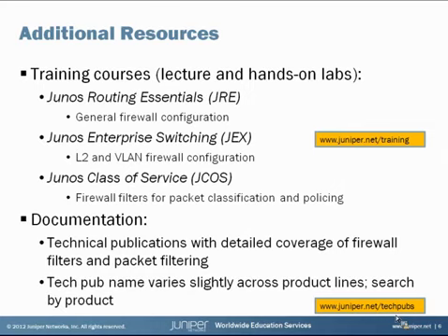In terms of documentation, the technical publications have very detailed coverage around firewall filters and packet filtering. The technical publications tend to vary slightly with their naming across the different product lines, so I suggest you simply go into Juniper.net/techpubs and search according to your particular product, and you'll find your way to the firewall filtering documentation. Again, very detailed information on exactly what actions are available for your device, what matching conditions there are, all the very detailed information about generating multi-term filters and all of that kind of good stuff.